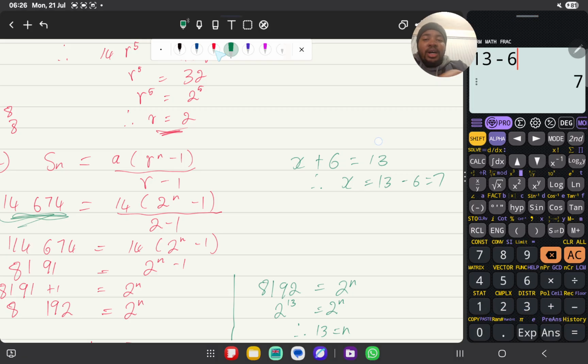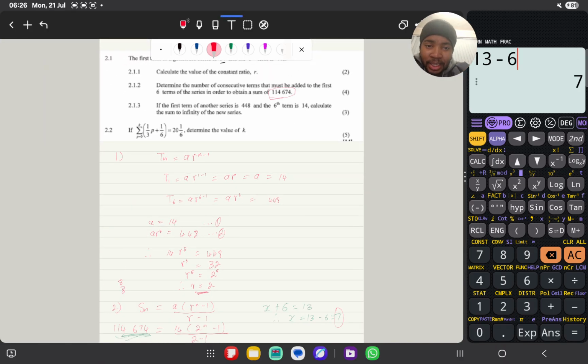So your answer will be: after 6 terms, there were 7 consecutive terms that were added to the first 6 terms of the series in order to obtain that sum over there. You understand? Cool stuff.